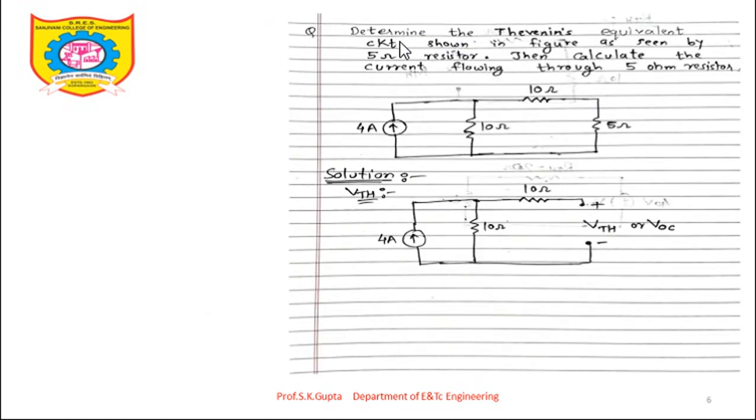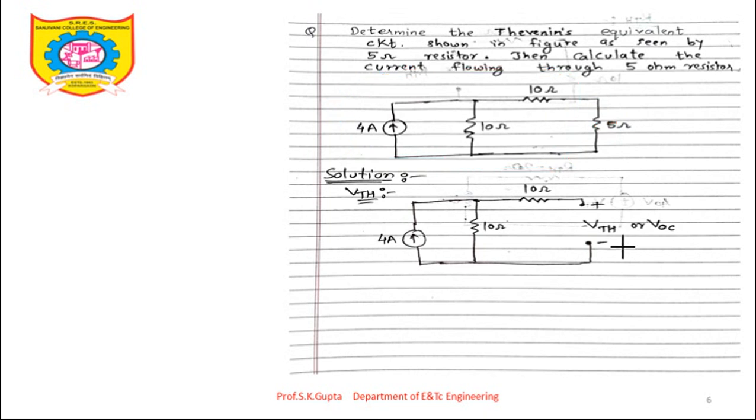Determine the Thevenin equivalent circuit shown in the figure as seen by a 5 ohm resistor. So we are looking from this 5 ohm resistor, and for this portion of the circuit we have to determine the Thevenin equivalent. That means one voltage source VTH in series with one resistance RTH. Then calculate the current flowing through the 5 ohm resistor. After that, once we get VTH and RTH, we will connect this 5 ohm resistor and determine the current flowing through this 5 ohm resistor. Okay.